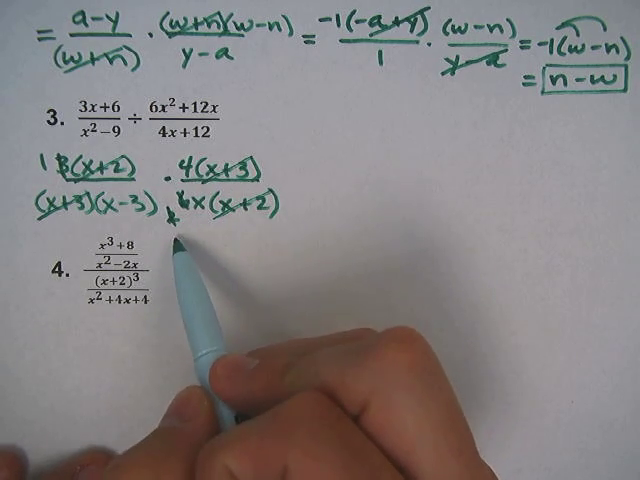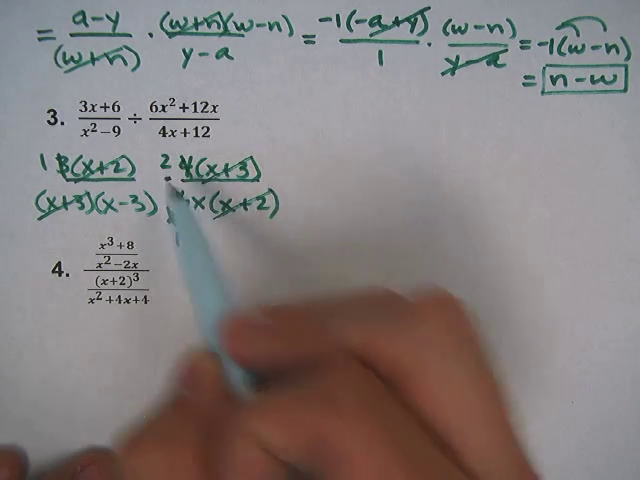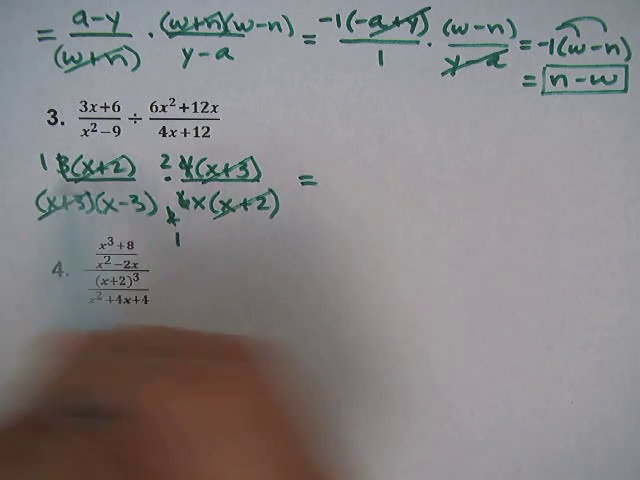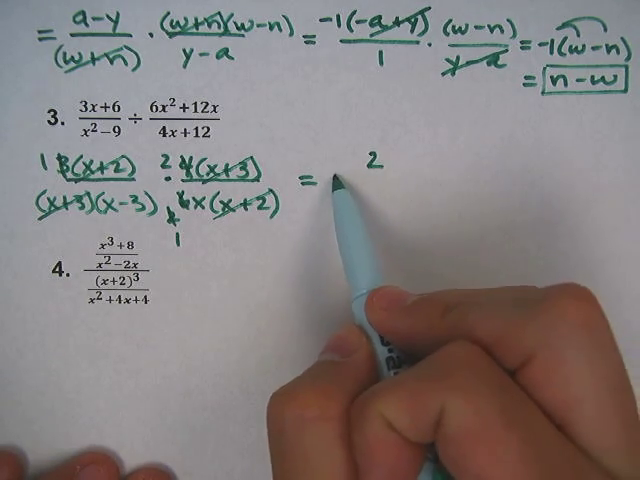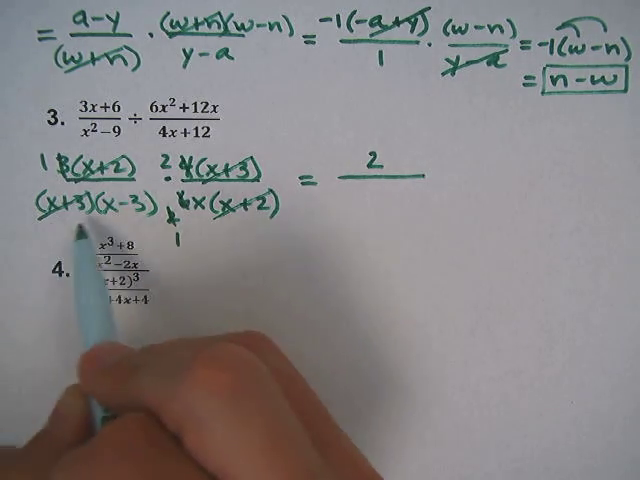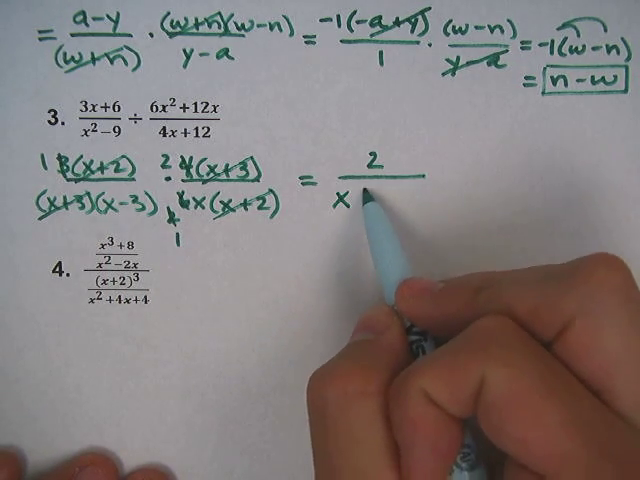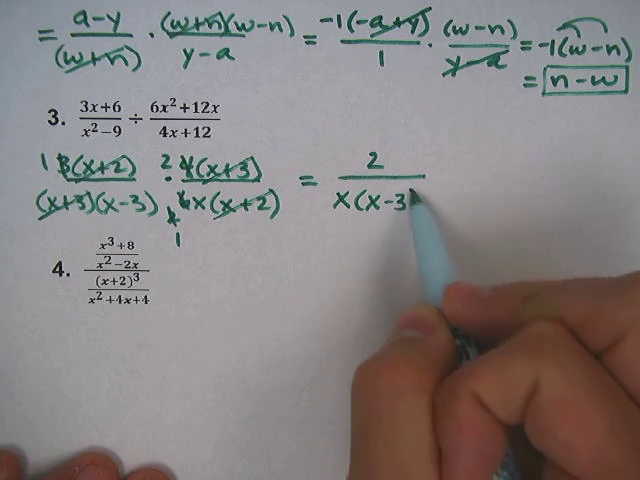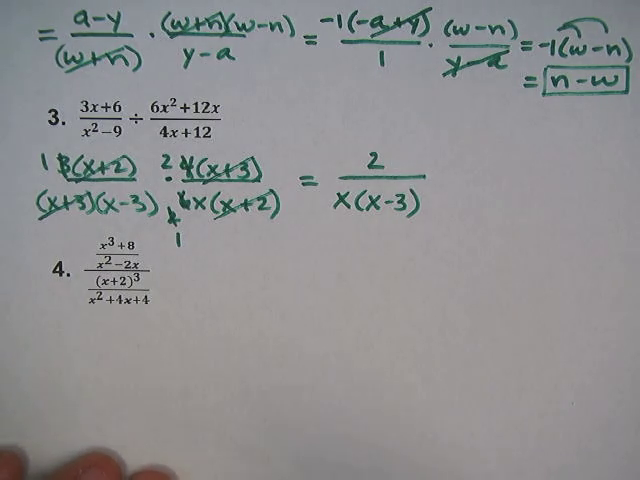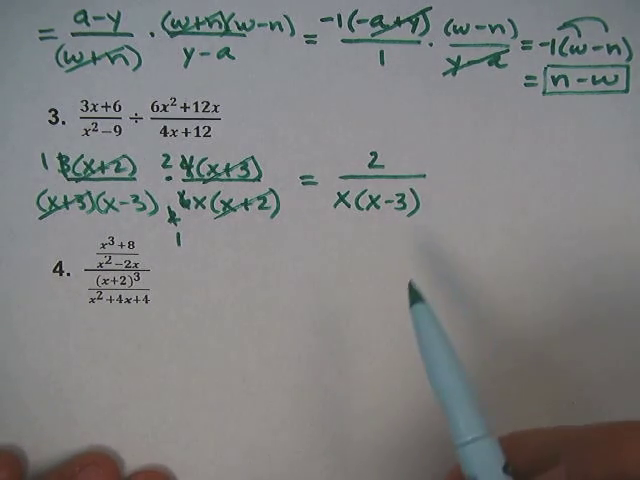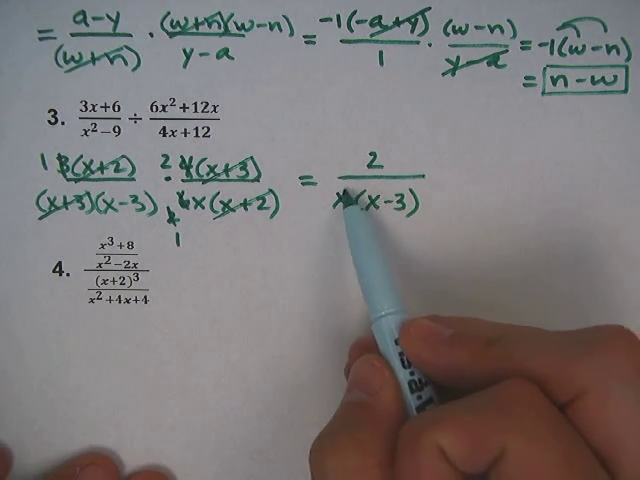I also notice here 3 goes into 3 once and into 6 twice. But then I also notice that 2 and 4 can reduce. So 2 goes into 2 once and into this twice. So a lot of stuff going on there. So what do I have on top? I just have a 2. And the bottom looks like I just have an x minus 3, this 1 and this x. So I'm just going to write it like this.